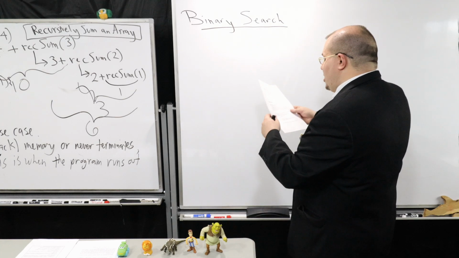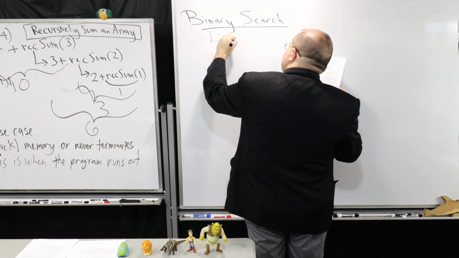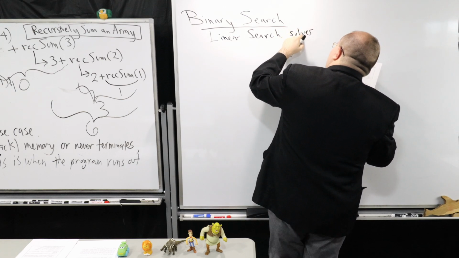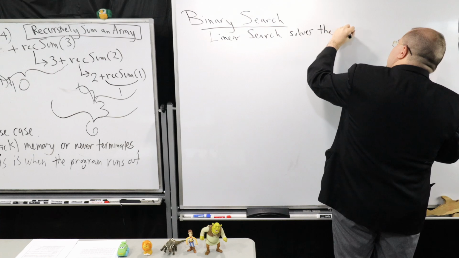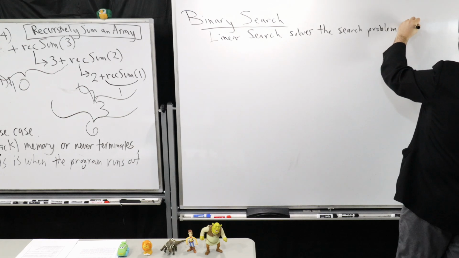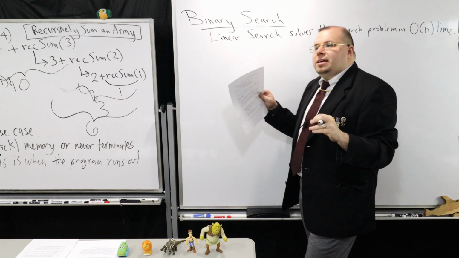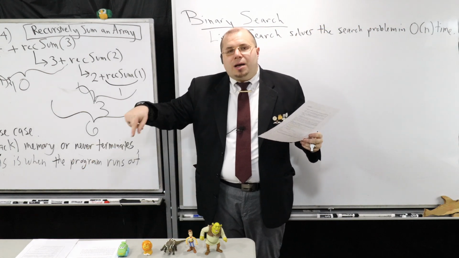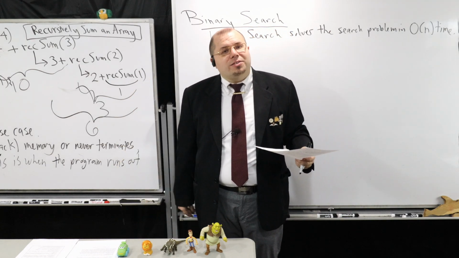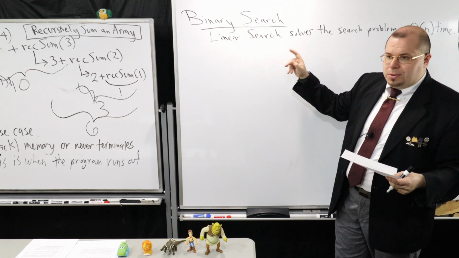So just a couple quick remarks before we talk about binary search. We know that linear search solves the search problem in big O of n time, right? One thing I do want to remark is that if I have no information about the input array, say it's unsorted, and I have no information other than that, linear search is actually the best you're going to be able to accomplish for the search problem.